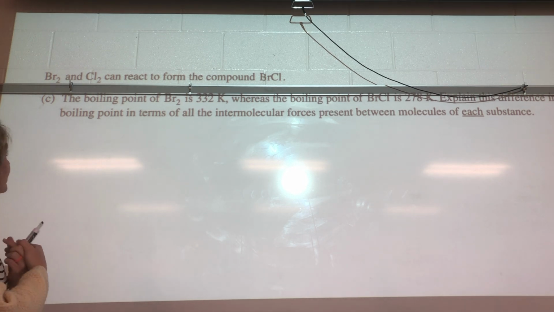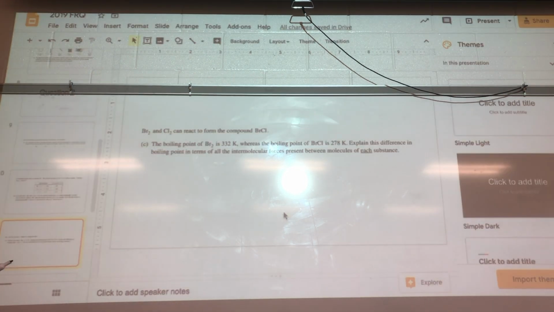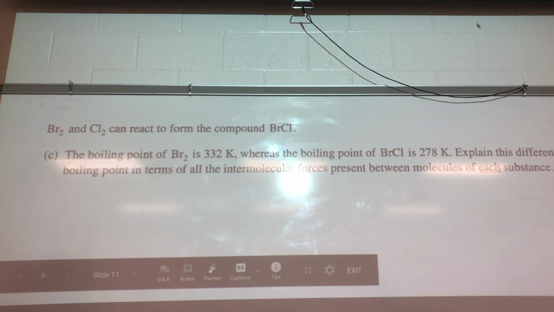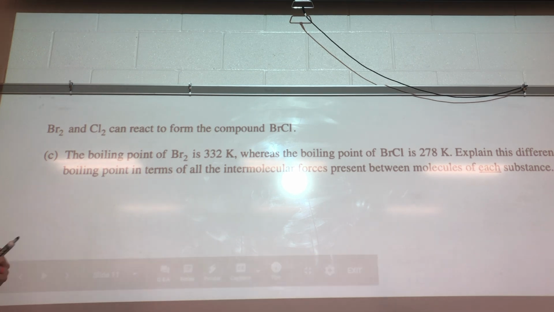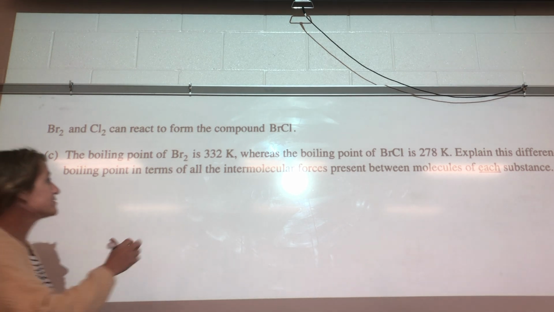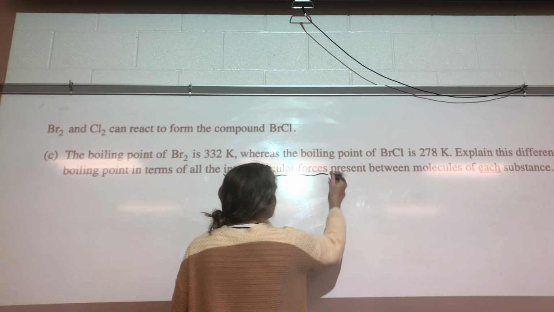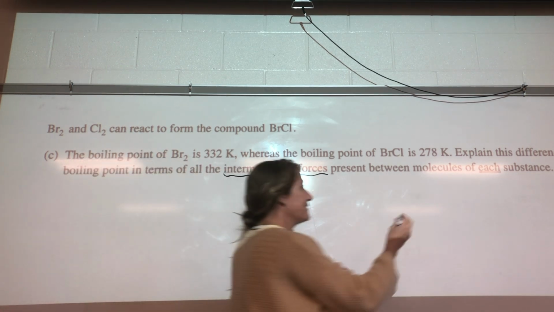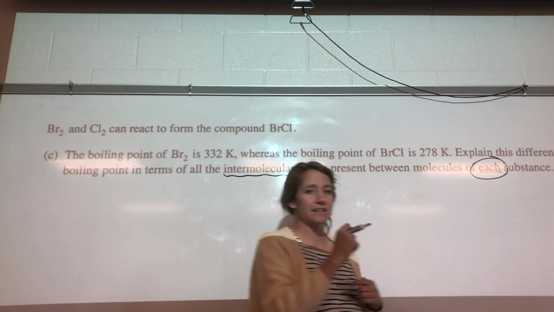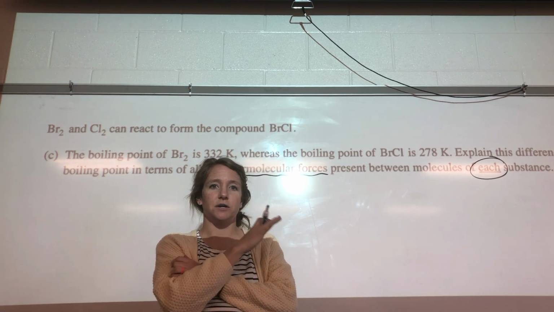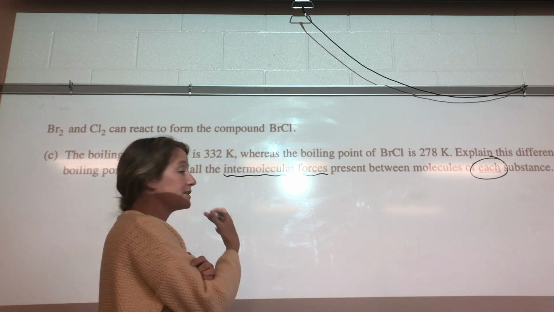Okay, C says that Br2 and Cl2 can react to form this compound BrCl. The boiling point of Br2 is 332, whereas the boiling point of BrCl is 278. Explain this difference in boiling point in terms of, once again, they're giving you a hint of where your brain should start thinking, "present between," and they even underline it, each of the substances. So my first thought process in solving this problem would be, all right, what forces do they have?